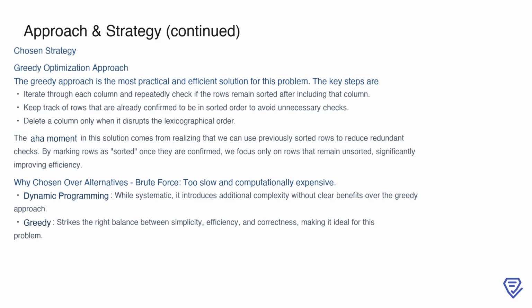Among the approaches discussed, the greedy optimization strategy stands out as the most practical and efficient solution. The core idea is to iterate through each column, ensuring that the rows remain sorted as columns are processed. The key steps involve tracking rows that are already confirmed as sorted, which allows us to skip unnecessary checks for those rows. By focusing only on rows that are still unsorted, we can make smarter decisions about which columns to delete. This approach avoids the exhaustive nature of brute force and the complexity of dynamic programming.